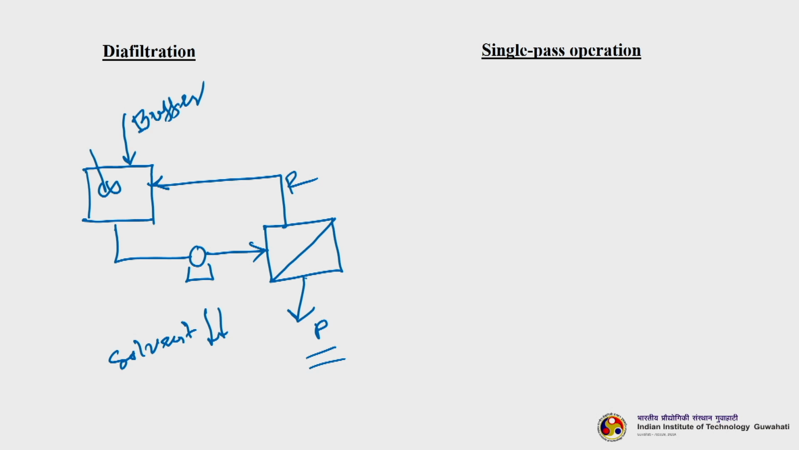Separation of two solutes is usually carried out using diafiltration or to remove or reject low molecular weight compounds. So, since the solvent is getting lost, so solvent needs to be replenished, using a buffer. Now, single pass operation. Now, single pass operations, they are also same thing.